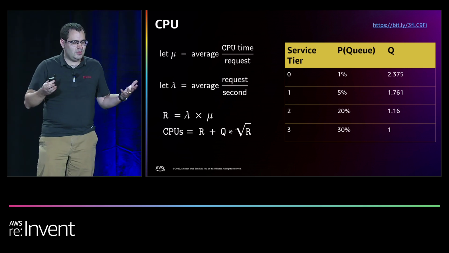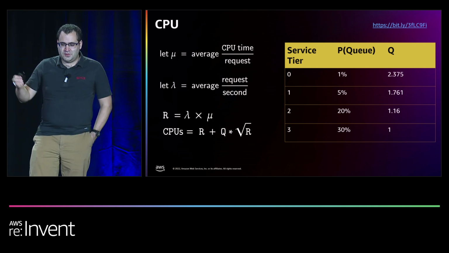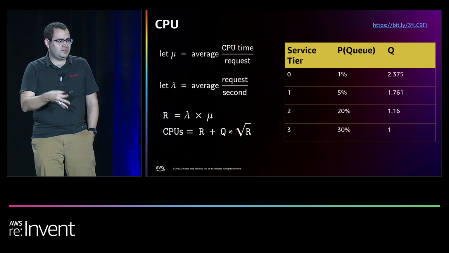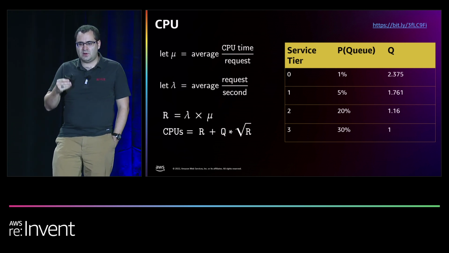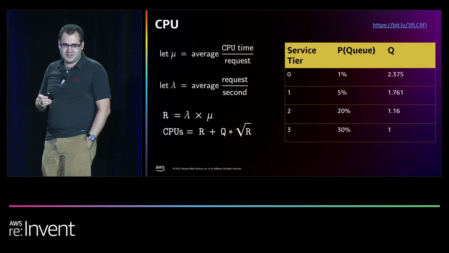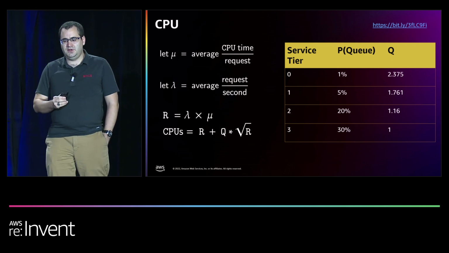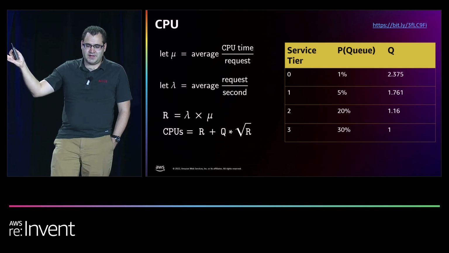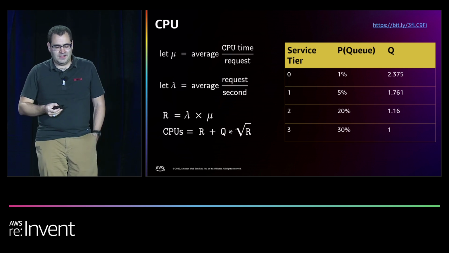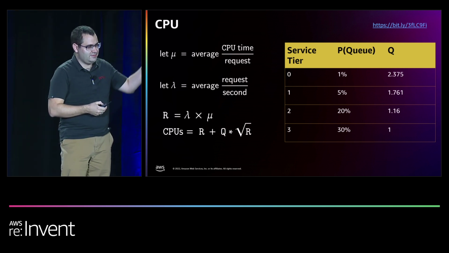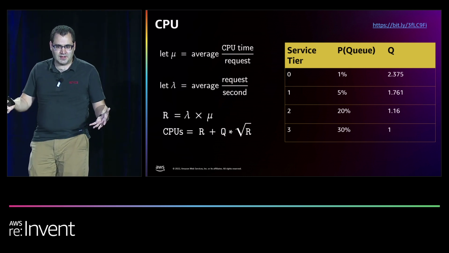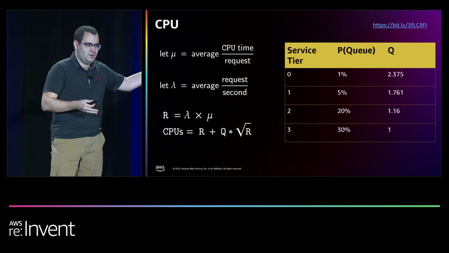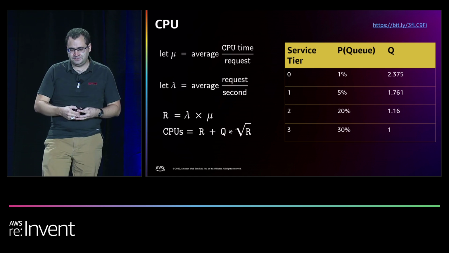And if you're curious how we figure out the quality of service parameter, the way that we do that is we define a probability of queuing. For a tier 0 service, we want there to be a less than 1% chance that a request shows up at the server and doesn't have a free CPU to execute on. And that corresponds to a queue value of 2.375. And you can do the math for different kinds of SLOs of queuing. Really, this is a proxy for latency. We're really saying that for tier 0s, we want very consistent low latency.